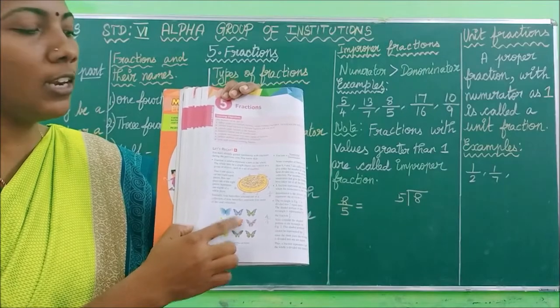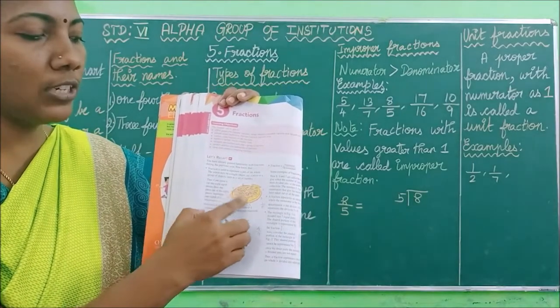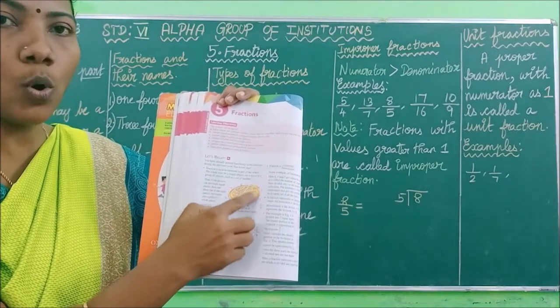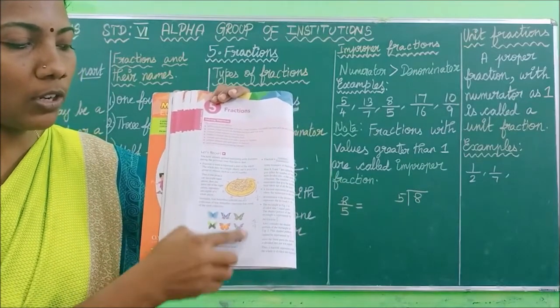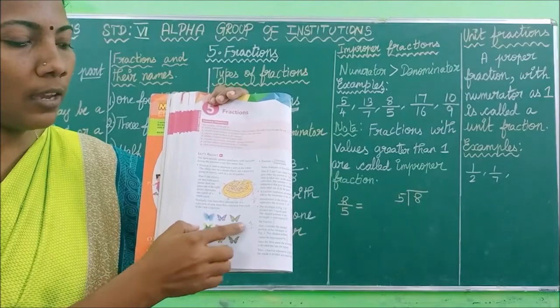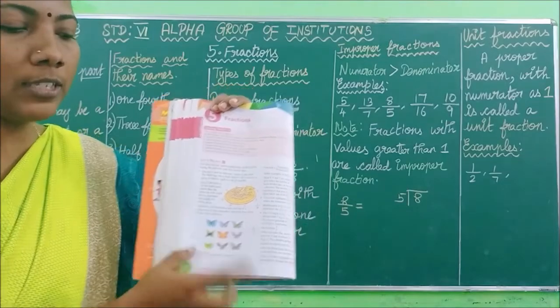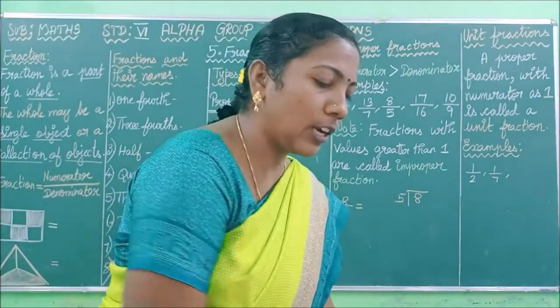Do you understand children? What is meant by fraction? Fraction is a part of a whole. The whole may be a single object, or the whole may be a group of objects. Do you understand children? Okay. Let us continue the class.